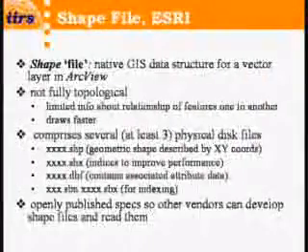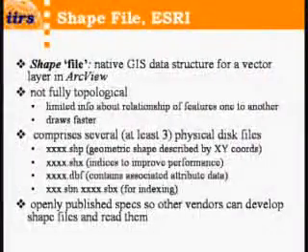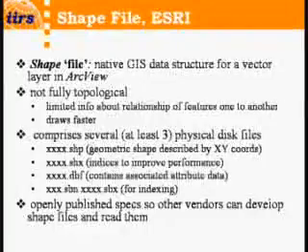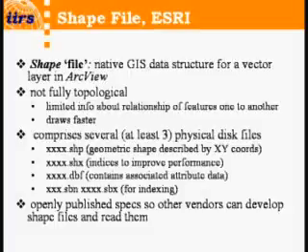Just to tell you some detail on the shapefile, there are different types of files associated with a shapefile. It is a native GIS structure for a vector layer. It is not fully topological, with limited information about the relationship of one feature to another. It draws faster. It has SHP, SHX, DBF, and SBN. There are different types of files which are stored if you store a shapefile. SHP means it will have one shape.